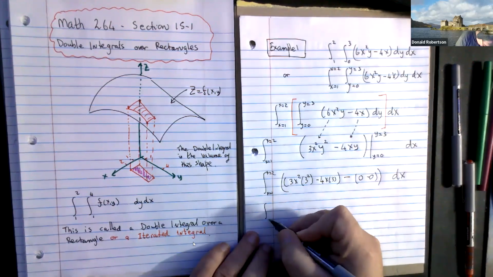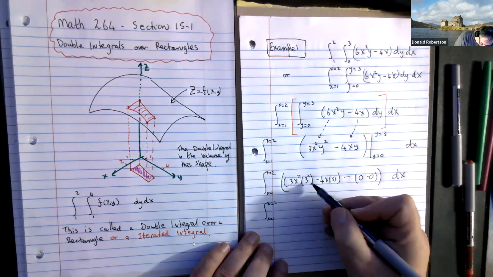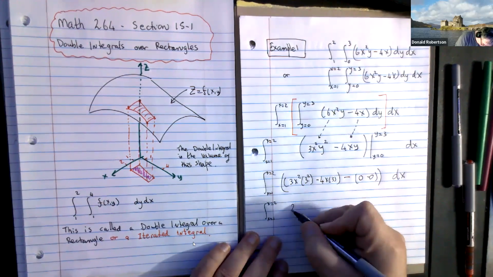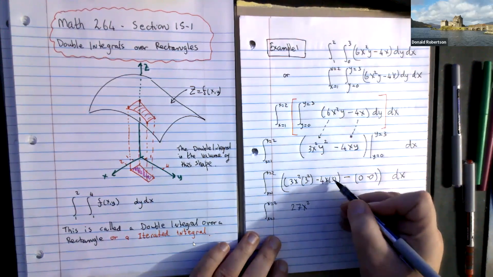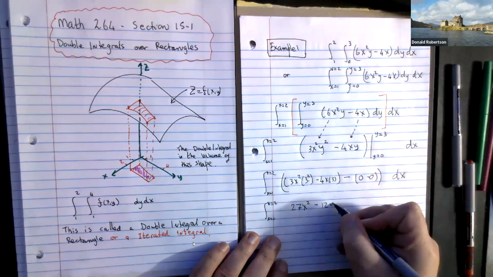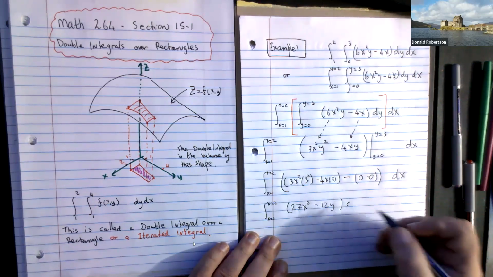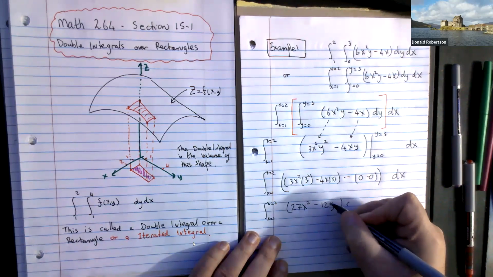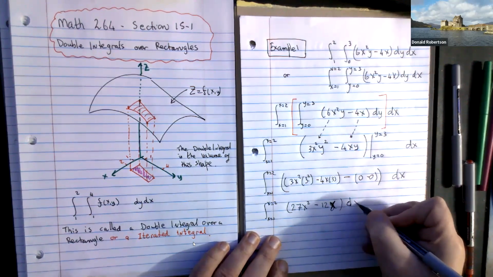Now what do we get? We get, from x equals 1 to x equals 2, 9 threes is 27x squared, and 4 times x times 3 gives me negative 12x, take away a whole load of nothing, so we don't worry about that. And that's a dx, by the way.